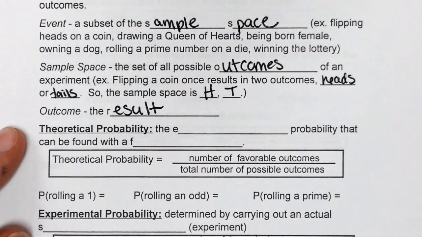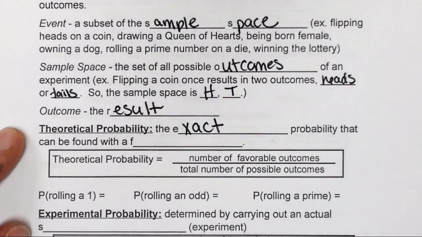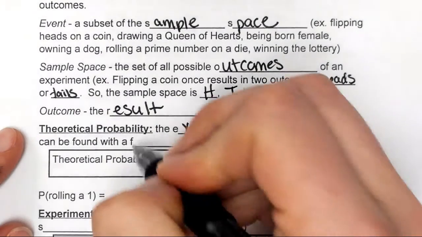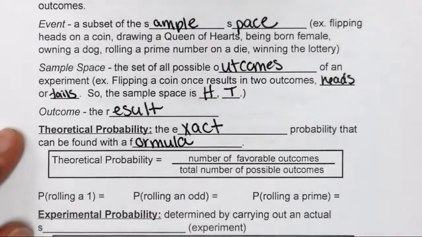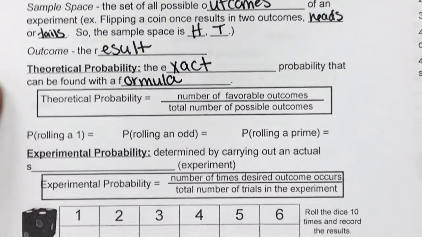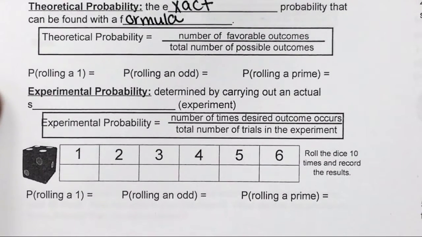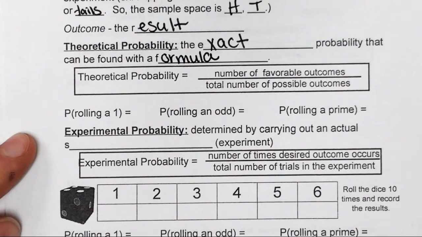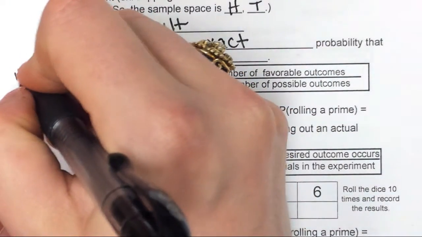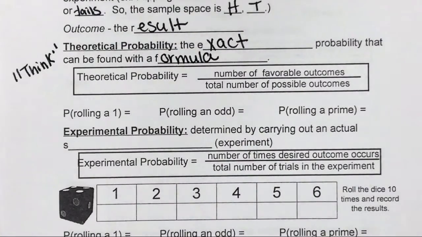All right, theoretical probability. This is the exact probability that can be found with a formula. So the formula for theoretical probability is the number of favorable outcomes over the total number of possible outcomes. So I like to think of theoretical probability as the thought probability. So I'm thinking about what might happen. So theoretical is my thinking probability.